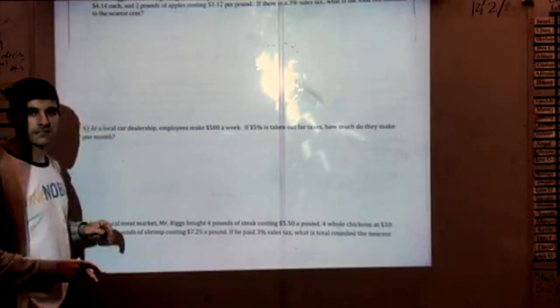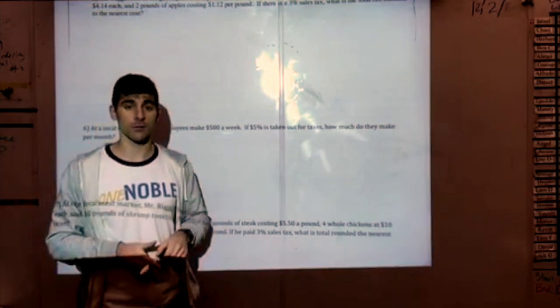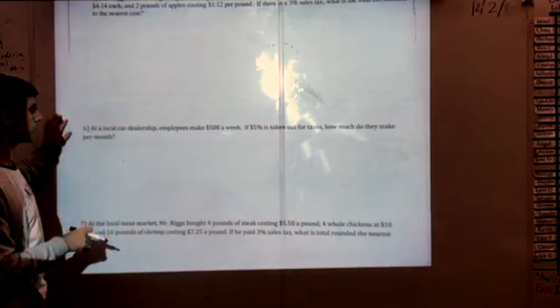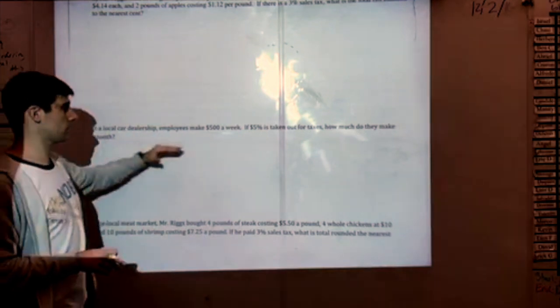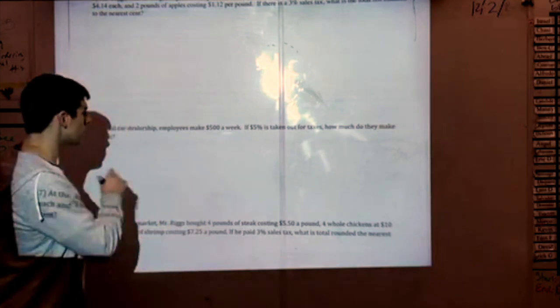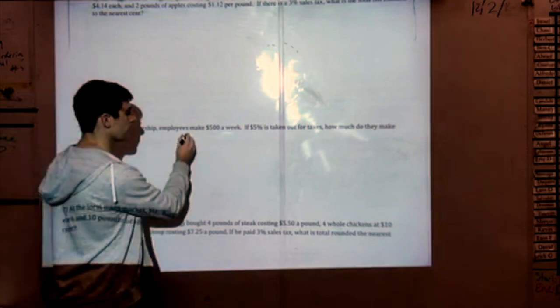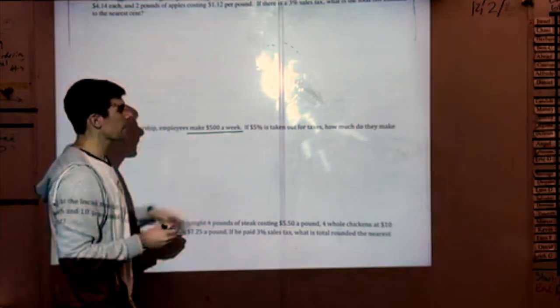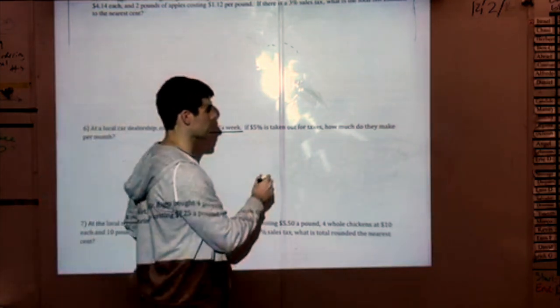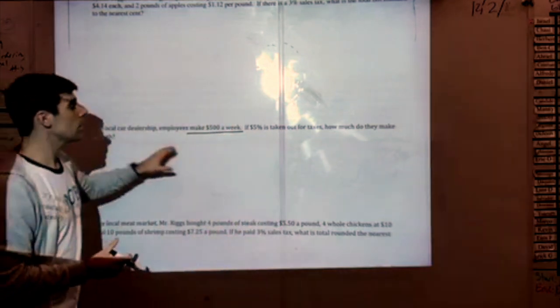Number 6 on page 17 is the last one we're going to do. The rest, whatever was assigned in class, you're responsible for. The reason we picked this one is because in past years, students have misread this question. So if you're reading through, a local car dealership employee makes $500 a week. If 5% is taken out for taxes, how much do they make per month?